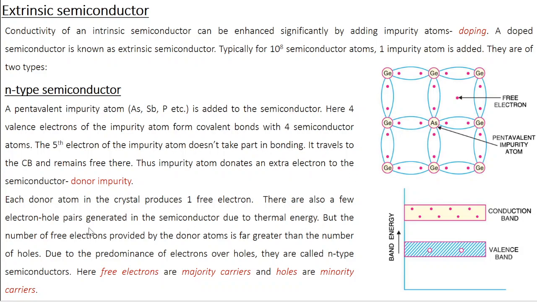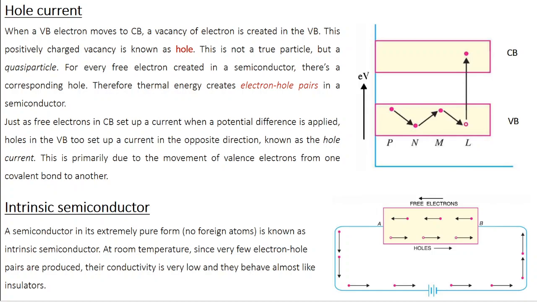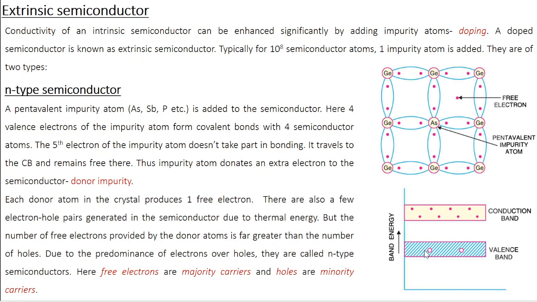But there are also a few electron hole pairs generated in the semiconductor due to thermal energy. This is the case of an intrinsic semiconductor. The moment you supply some heat or light energy, electron hole pairs are generated. Their number is very minimal, and the number of electrons is the same as the number of holes. But when you add an n-type dopant, you provide extra free electrons by virtue of doping. Looking at the total number of electrons and holes, the number of free electrons provided by the donor atoms is far greater than the number of holes. So due to the predominance of electrons over holes, they are called n-type semiconductors.